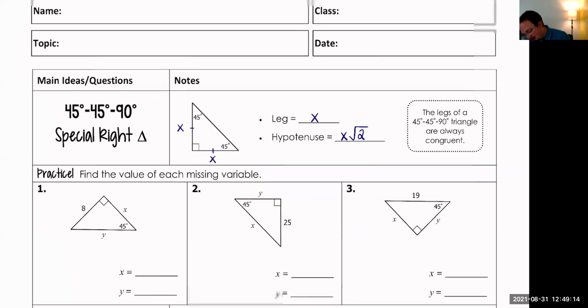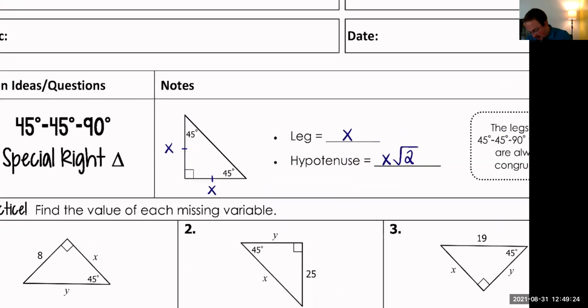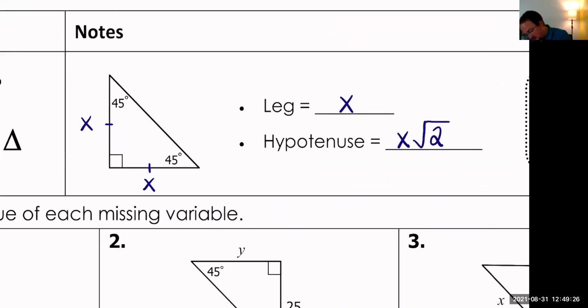Now, there is that little reminder there off to the side. We've already put it in our diagram, and that's that the legs of a 45, 45, 90 triangle are always congruent, but we already sketched that in there. I guess the only other thing I would put in there, just to kind of tie it all together, is that the hypotenuse is right there.